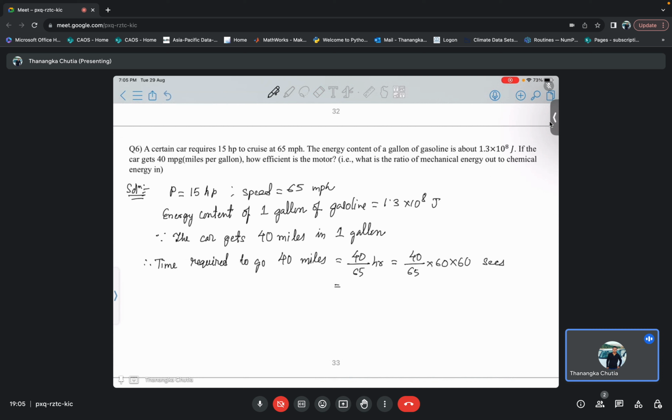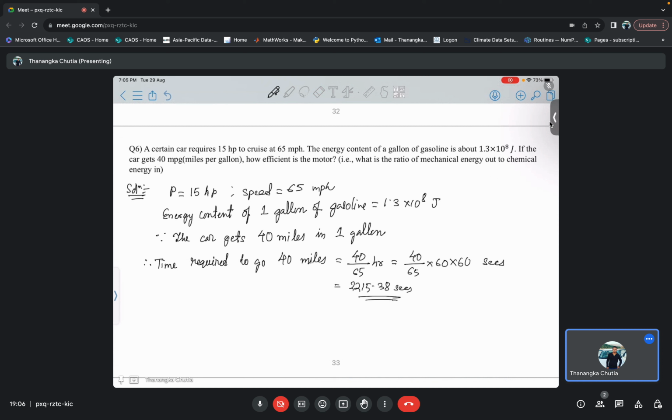So that will be equal to 2215.38 seconds. So this is the time required if the car has to travel 40 miles distance. So that means you burn 1 gallon, you take 1.3 into 10 to the power 8 joule of energy, and you travel 40 miles distance, and for that your time will be this one.